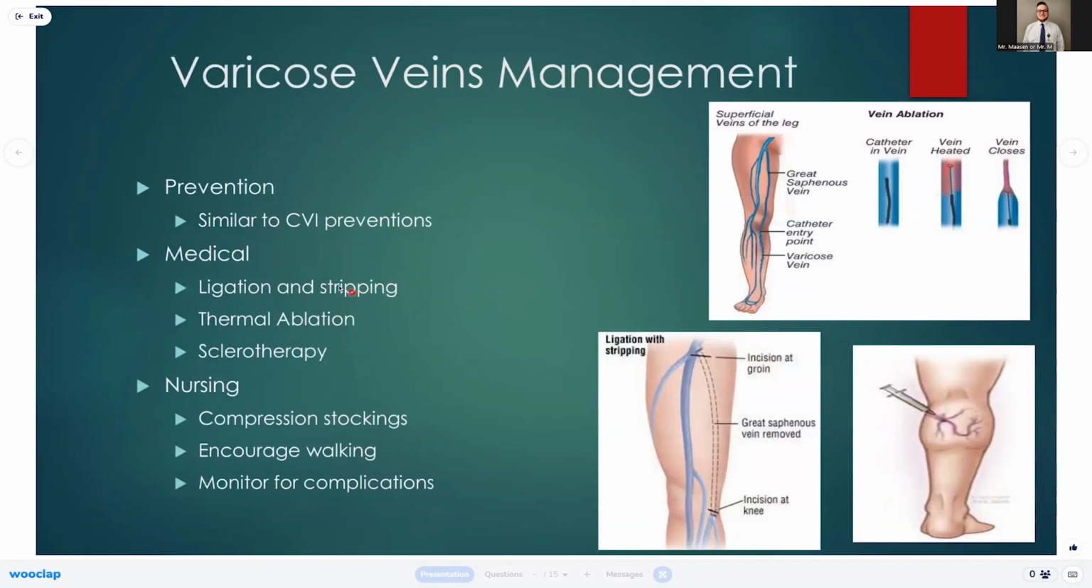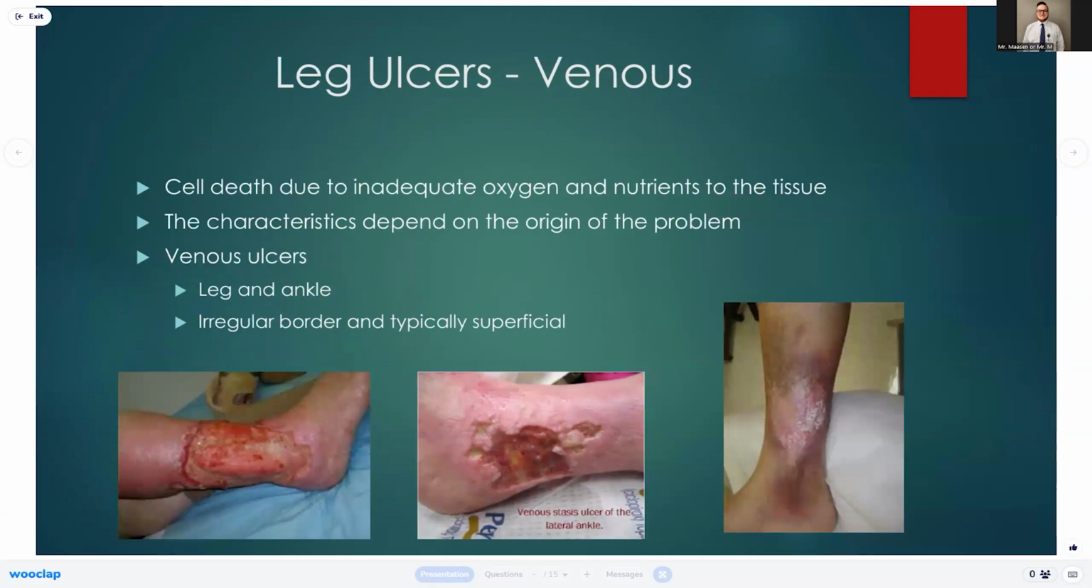Varicose vein management, similar to any other cardiovascular intervention: they can go and strip the vein. If it's a big vein that has that problem, they can bypass around it. A person like this is encouraged to walk, wear compression stockings, that sort of stuff.